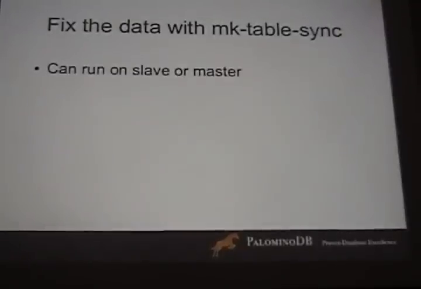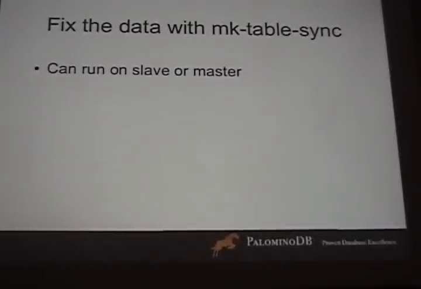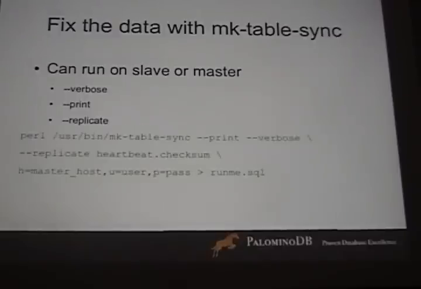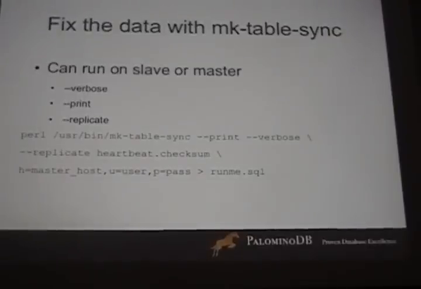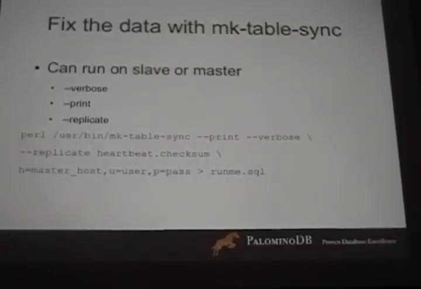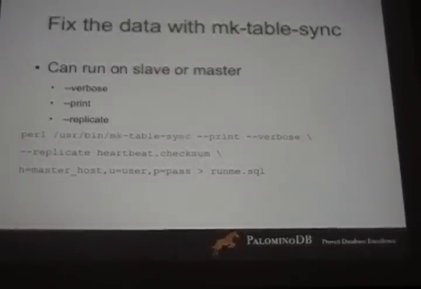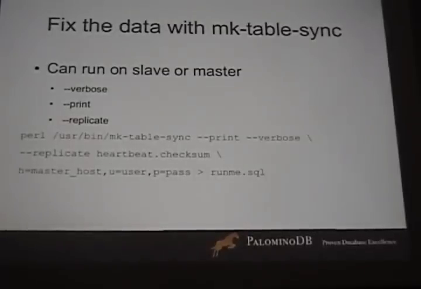So, or you can fix the data with mk-table-sync. You can run mk-table-sync on the slave or the master. I usually like verbose mode. You can also do --print, --replicate if you run the master slave. So --replicate, instead of doing the checksum again, with the table that you give to --replicate in mk-table-sync, assumes that it's the checksum you've done.